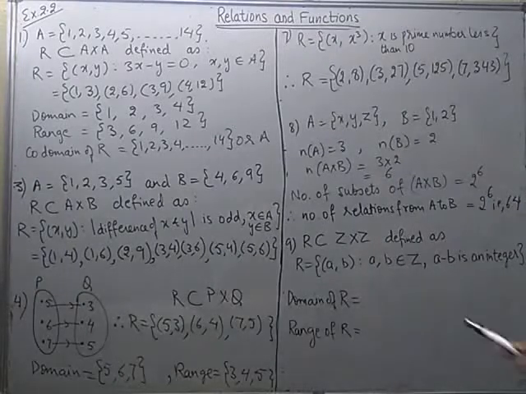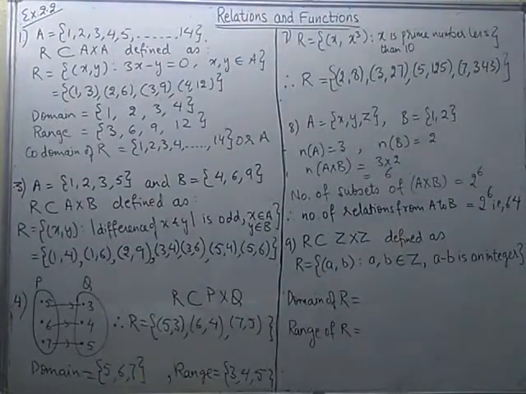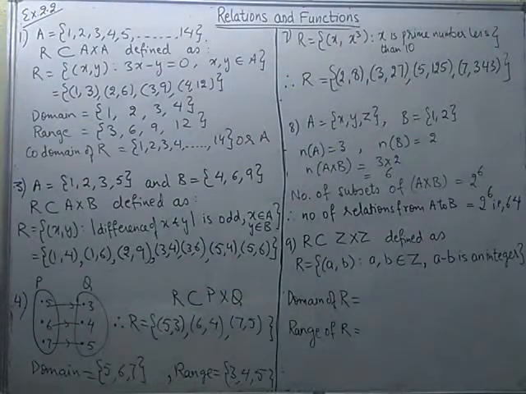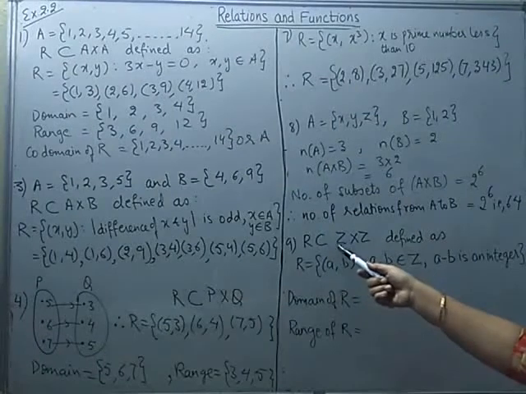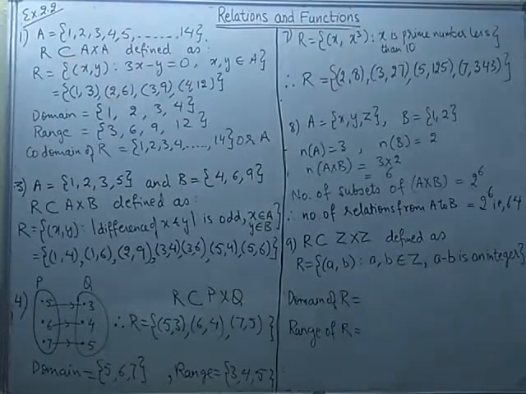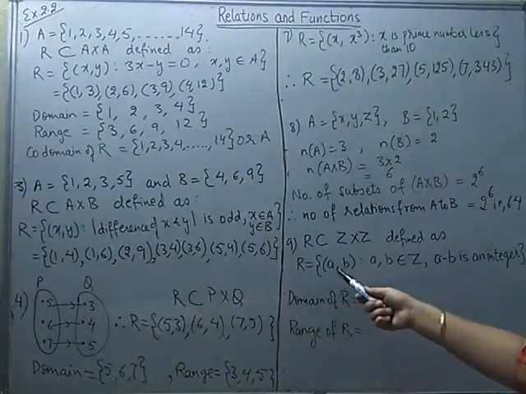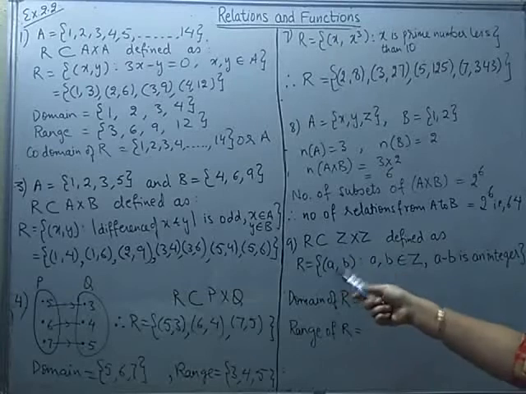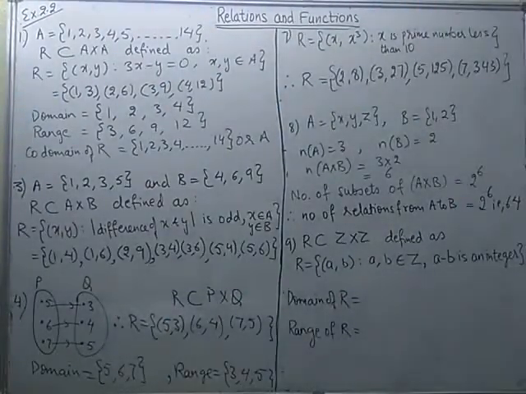Now children, the last one from the exercise, we have to quickly see what R will be and then write its domain and range. Till now, whatever relations we have written, they were finite sets. But you look at this one, R is a relation defined from integers to integers. So the first set is also of integers, second set is also of integers. R is defined as set containing pairs like a comma b, where a and b both are integers, and a minus b is also an integer.